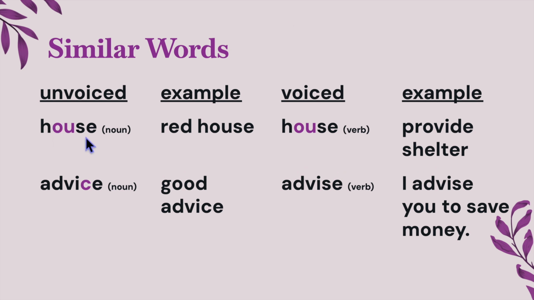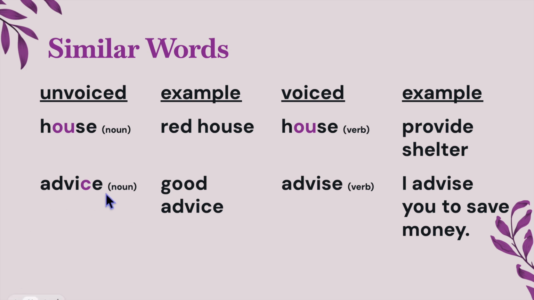Here we have the word house with the unvoiced S sound. This word house is a noun. For example, I live in a red house. The verb form uses the Z sound. The meaning of house with the Z sound means to provide shelter.